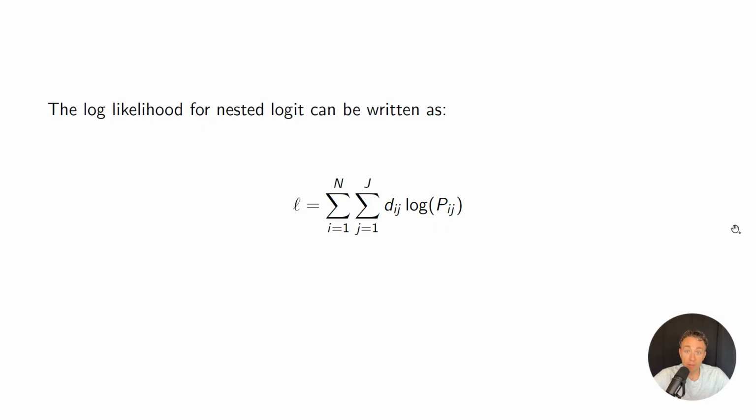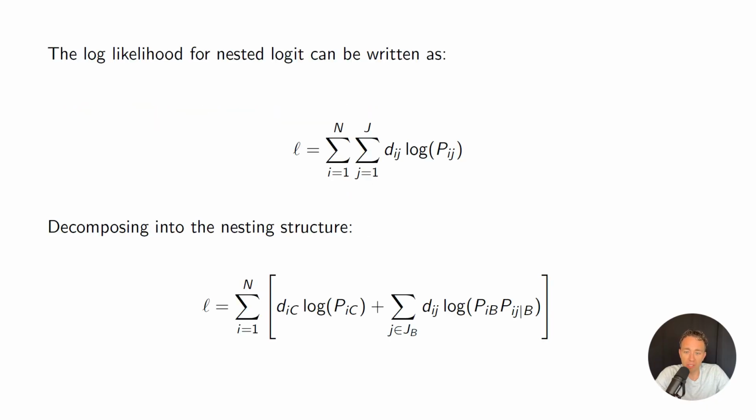The log likelihood for the nested logit model can be written in the same way as the multinomial logit model. The only difference is that the form of the choice probabilities is different. And one advantage of the nested logit model is that we can break down this summation across alternatives into the different nests. So I have the car alternative as one option from this summation over J, and then I have another component that is the summation over alternatives within the bus nest. So the J sub B here means the set of alternatives that's in the bus nest.